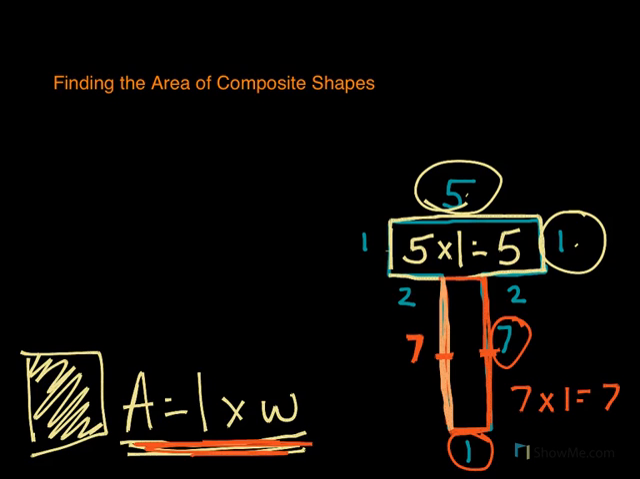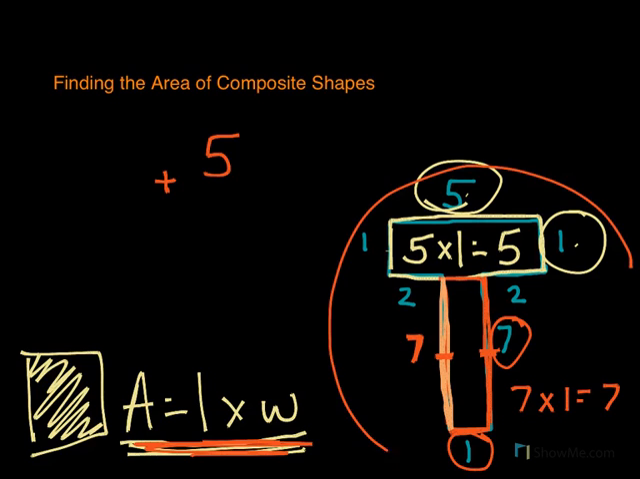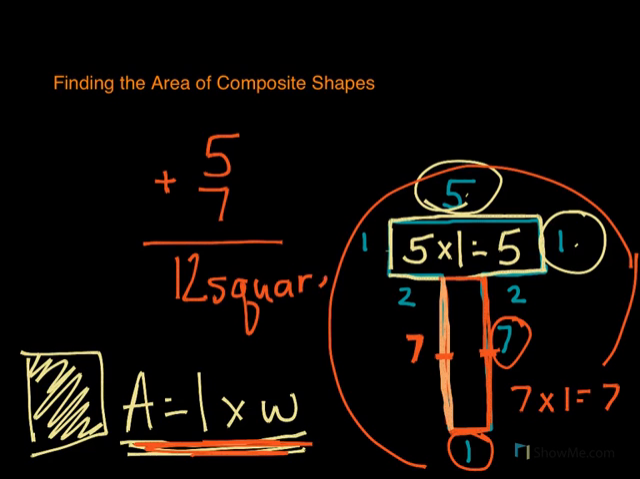After I find the area of both my new rectangles, I am going to add their areas together, because remember, we're trying to find the total area of this shape. And I'm going to add 5 square units plus 7 square units, and I'm going to get an area of 12 square units.